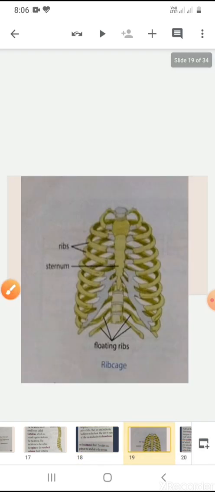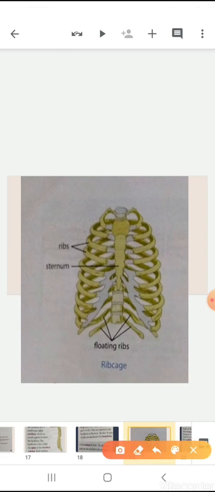This is the picture of a rib cage. These are flat, thin, curved bones. These are looking like a cage. They protect the heart and lungs.